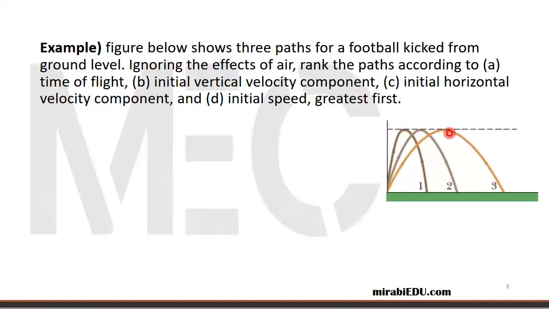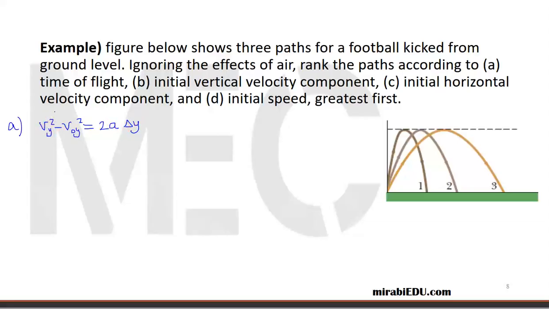The maximum height for all of them is the same. Okay, how can maximum height be calculated? The maximum height can be calculated like this: Vy squared minus V0y squared equals 2a delta y. Delta y is the same for all of them. a is negative g for all of them.